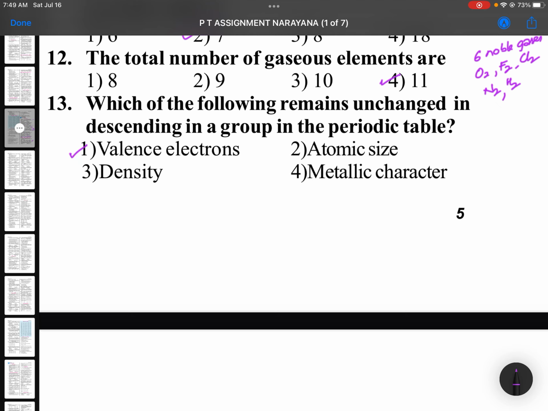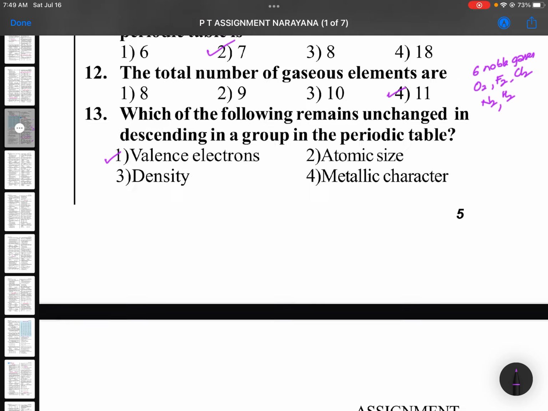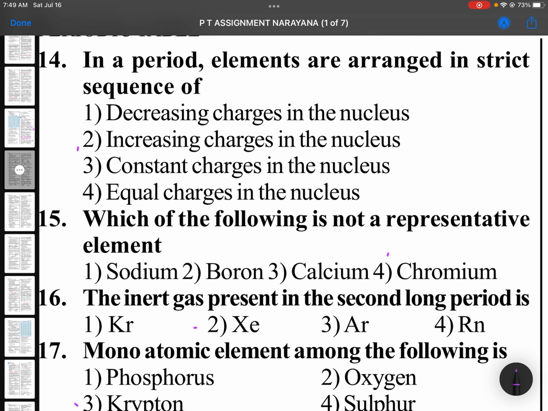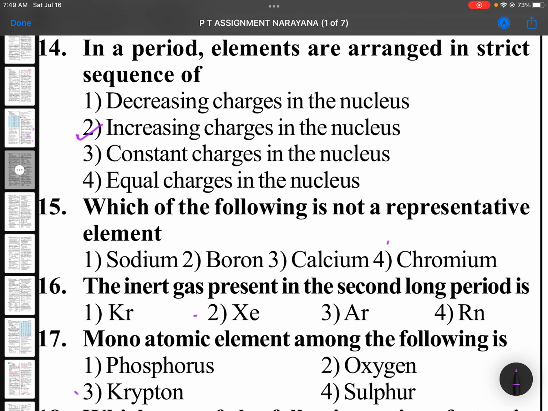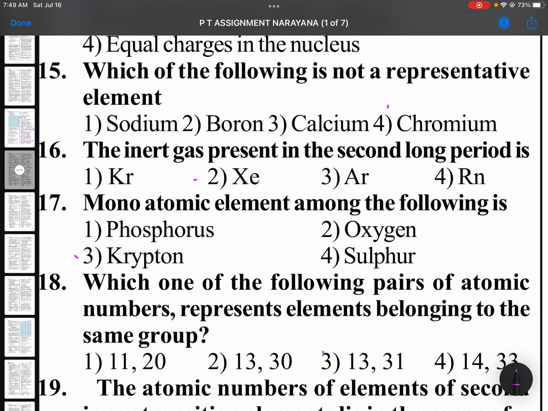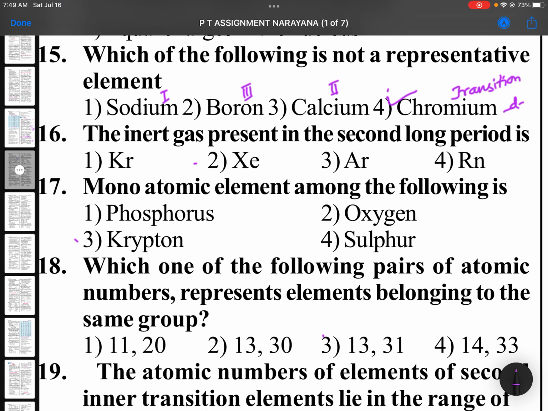Which of the following remains unchanged in descending in a group in the periodic table? Valence electrons don't change. In a group, all the valence electrons number will be same. In a period, elements are arranged in strict sequence of increasing charges in the nucleus, that is protons number, you can say atomic number. Which of the following is not a representative element? Chromium is a transition element, d block. Representative means this is first group, this is third group, calcium is again second group, all these representative elements.